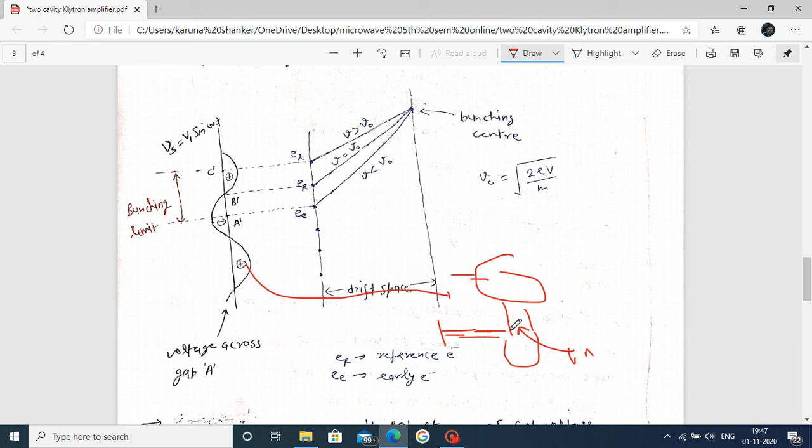Now the interaction between this electron and the RF input in this gap. Now we consider here this is the RF input, also represented as the voltage. Also we consider the voltage Vs is equal to V1 sin omega t.